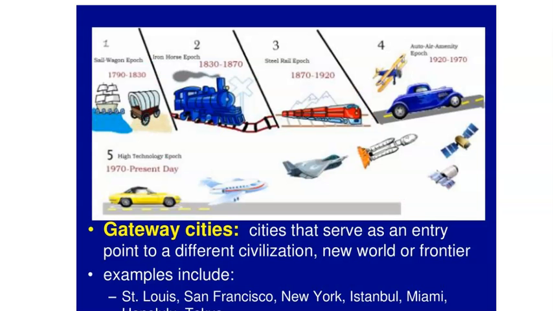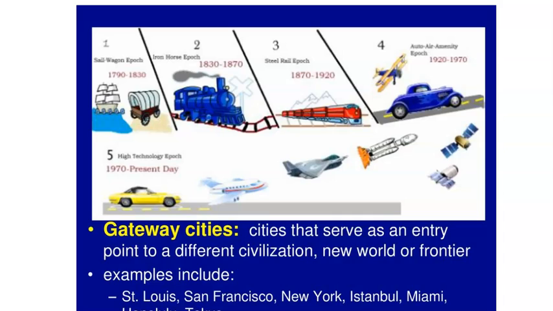Another contribution of urbanization has much to do with the development of transportation. In human geography, we study the different epochs of transportation or new innovations in transportation that further expanded urbanization. So as you can see, some of the earliest forms of transportation include the sail wagon. This is from 1790 to 1830.